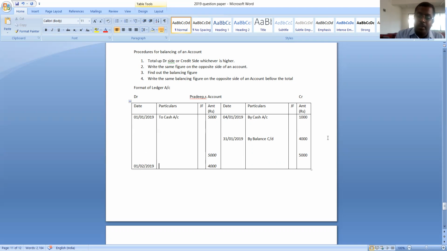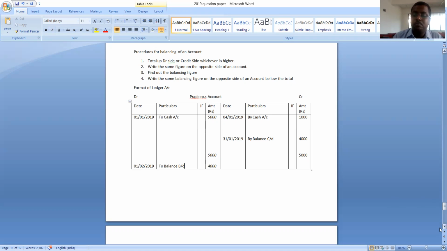So we should write the same balancing figure on the opposite side of an account below the total, and for this we should write the next date. What is the next date? It is 1st February 2019. And for this what should we write? We should write "To balance brought down." Understood? This is the procedure for balancing of a ledger account.